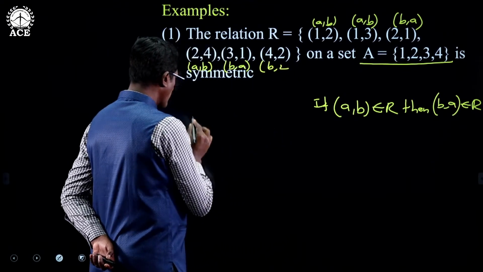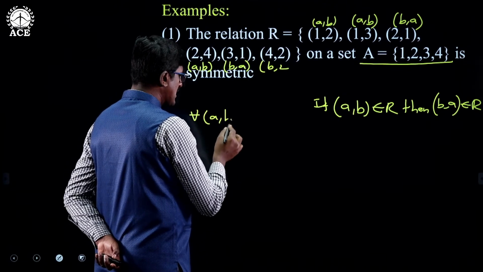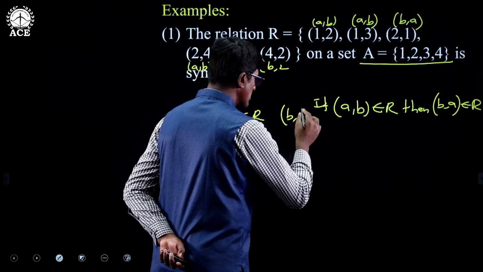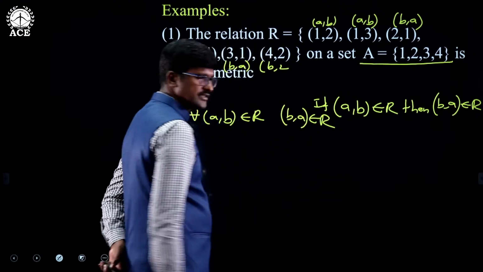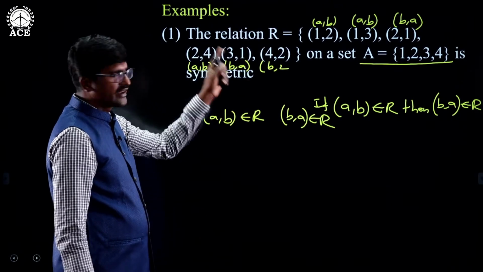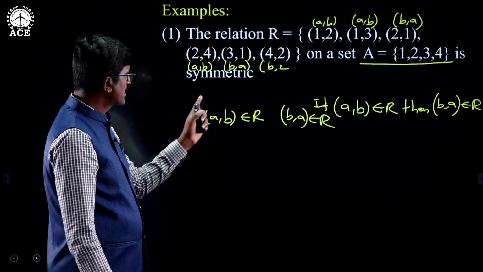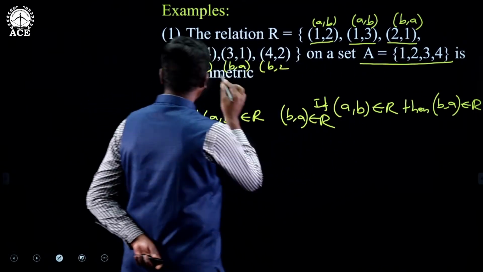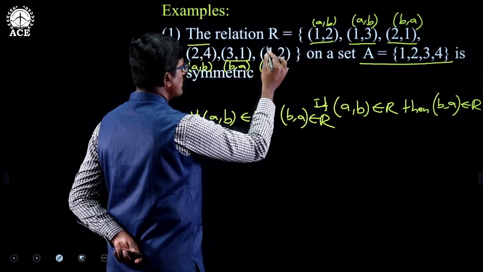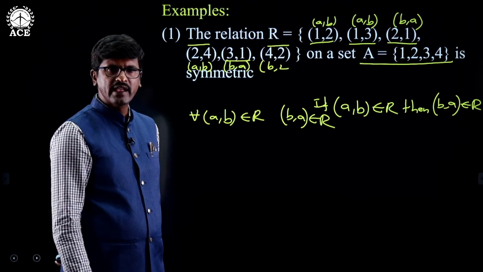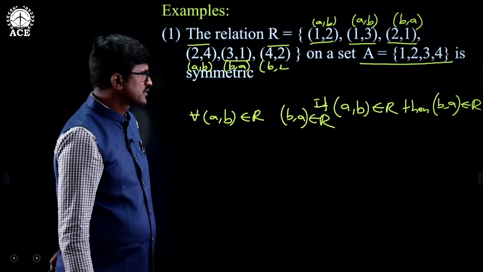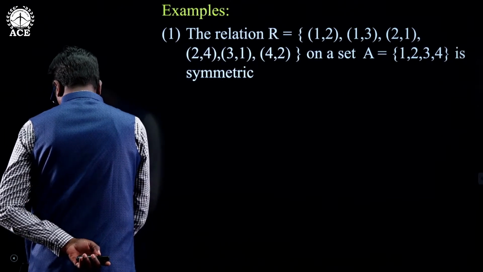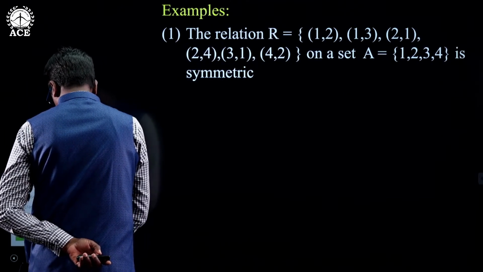That is, for all ordered pairs (a, b) belonging to R, (b, a) also belongs to R. Therefore, the given relation is a symmetric relation. The given relation is symmetric because (1, 2), (2, 1); (1, 3), (3, 1); (2, 4), (4, 2). For every ordered pair (a, b), there is (b, a) also. Therefore, the relation R is a symmetric relation on the set A = {1, 2, 3}.